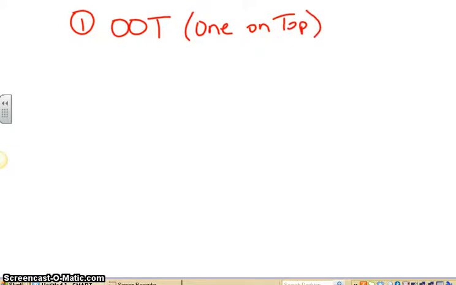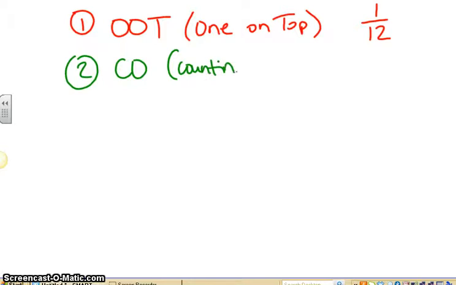So if I have a fraction like 1/12, I know that it is already simplified because it matches the OOT rule. It has a 1 on top, so there's no way for me to simplify it any further. My second rule is my CO rule, and CO stands for counting order. Now you're in 5th grade, so hopefully all of you know how to count, but if your fraction is written in counting order, then it's already simplified. For example, 2/3 is written in counting order because when you count, 2 comes before 3.